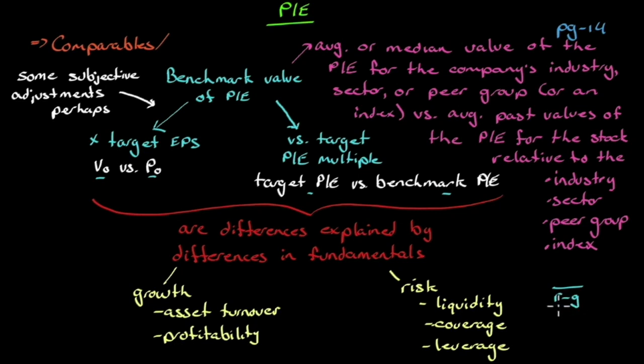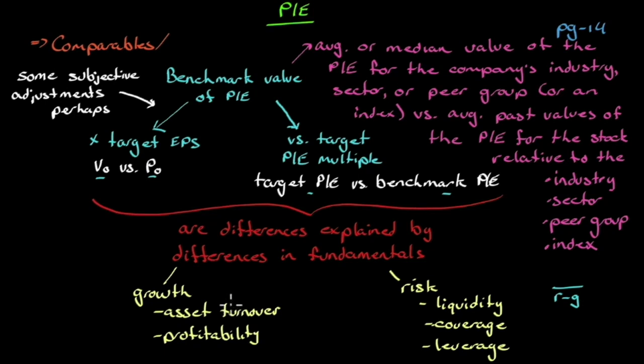R could be the weighted average cost of capital, but it's R minus G. So we want to know, are differences in the PE explained by any of these two variables? Growth, asset turnover, and profitability, so we can look at our target company versus the industry average, or the sector average, or the peer group average, and say, do we have better asset turnover? Do we have better profitability, or weaker? Maybe we need a discount.